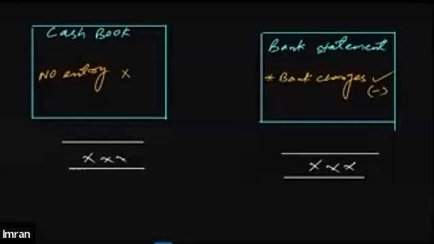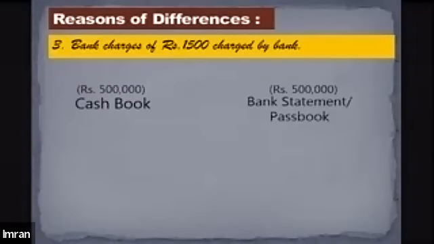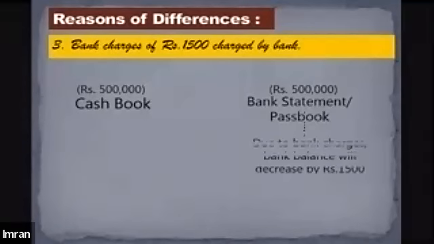All right. So what I mean to say here is that bank charges are fees collected by the bank, and if bank charges are deducted by the bank, they must have been recorded in the passbook, but the same has not been recorded in the cash book. So it will lead to a difference, and in order to resolve that difference, we need to prepare the bank reconciliation statement. So see, let's suppose at the beginning of the month, we have a balance of 5 lakh in the cash book, and the passbook is also showing a balance of 5 lakh. But as soon as the bank charges have been deducted by the bank, what will happen? Due to the bank charges, the bank will definitely decrease the balance by 1500.